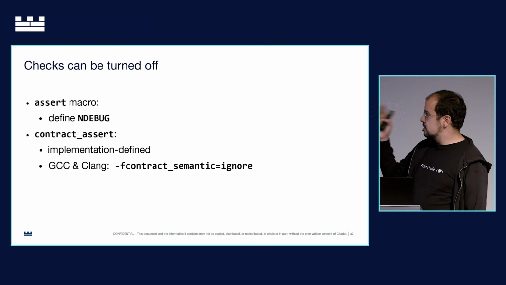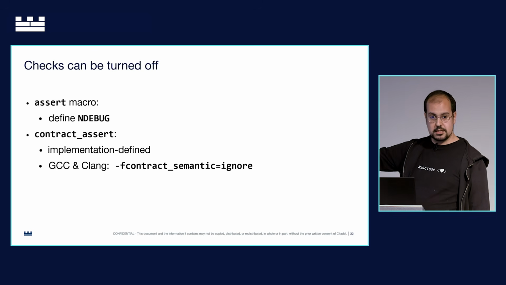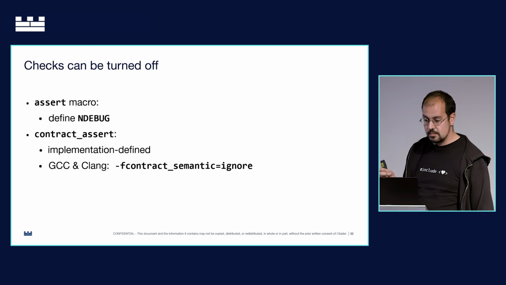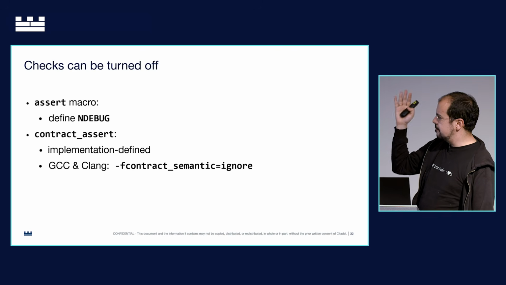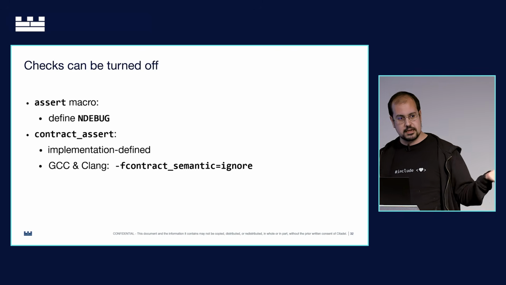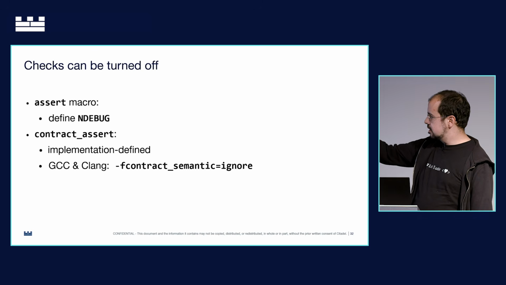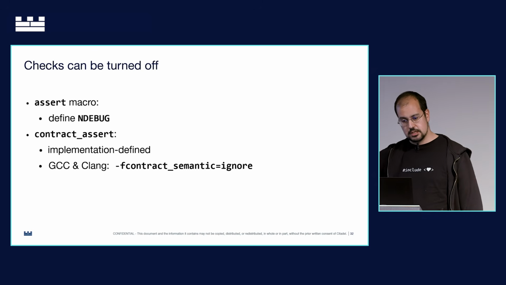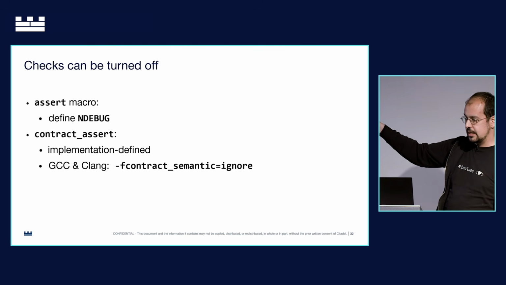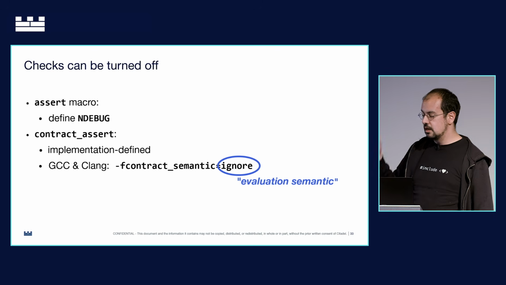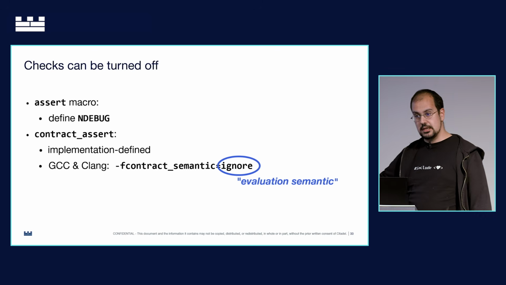And so for assert, we do this via NDEBUG. For custom macros, we do this via whatever mechanism you use to enable and disable your assertion macros. And for contract_assert, the standard doesn't really say exactly what flag you're going to get because the standard doesn't talk about flags. But in practice, you're going to get something like this, which is the one that the current GCC and Clang implementations offer. -fcontract-semantic=ignore is going to turn the check off. And this ignore here, we call this an evaluation semantic. It's like a behavior that the assertion check could have. So that's a new term of art.